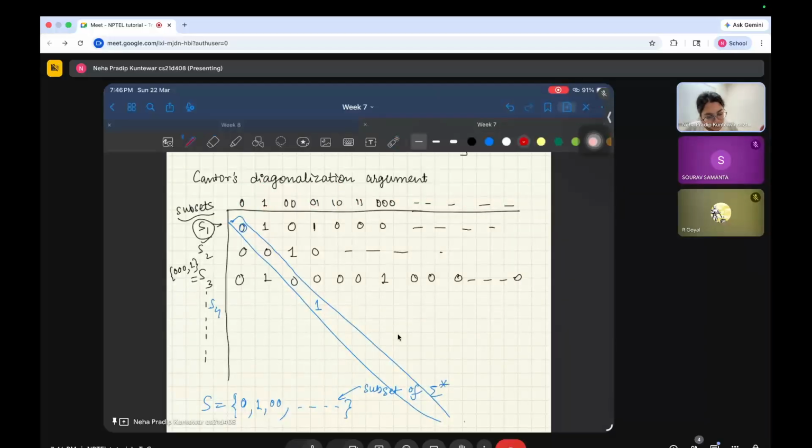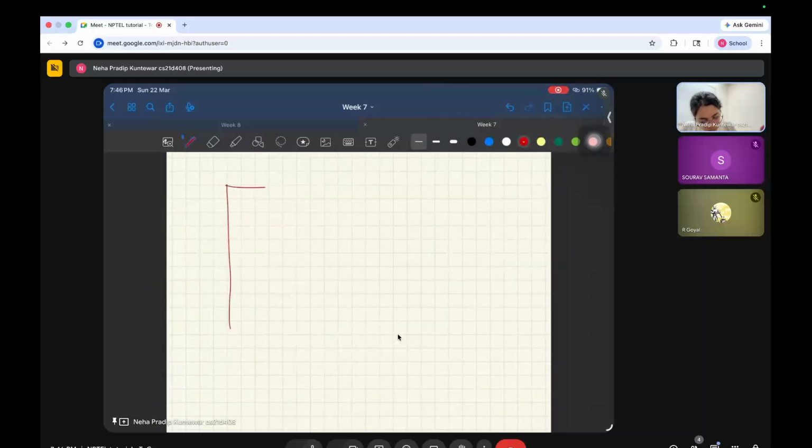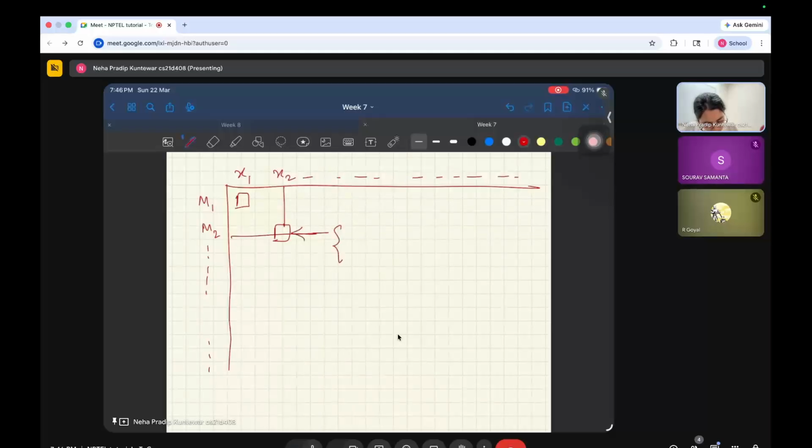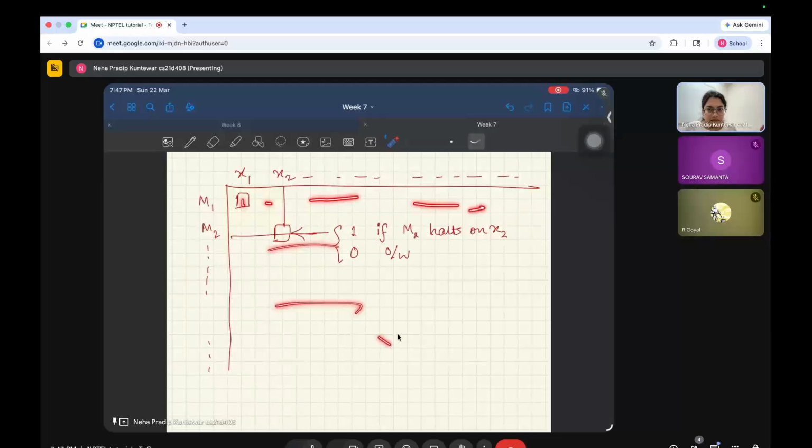So on this side you are going to enumerate all machines. On this side you are going to write all possible inputs. Okay, both are countable. And this entry is going to be 1 if m2 halts on x2 and 0 otherwise. So similarly you will get a 1010 matrix everywhere.